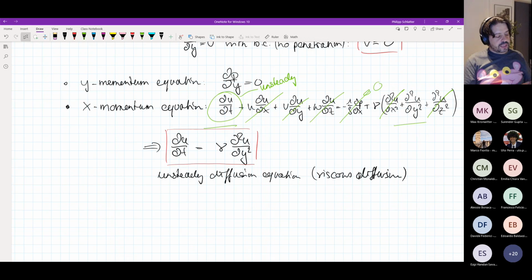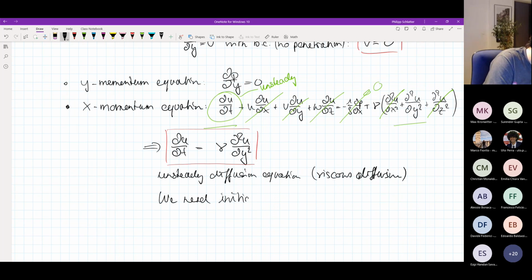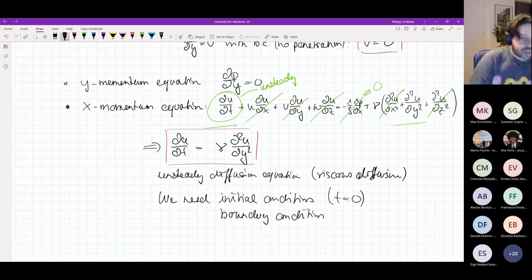So this partial differential equation, it is really a partial differential equation because we have a dependence on t and y. It's what is called a parabolic equation, which means that we need initial conditions. So that means initial conditions at time t being 0. And we need boundary conditions. And the boundary conditions essentially are the velocity at the wall.